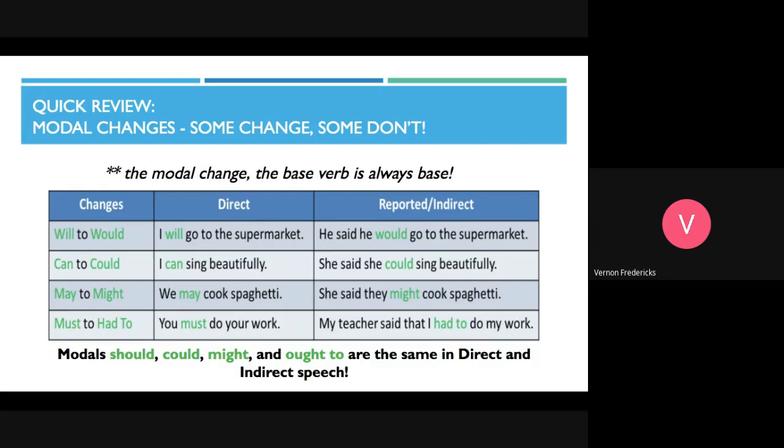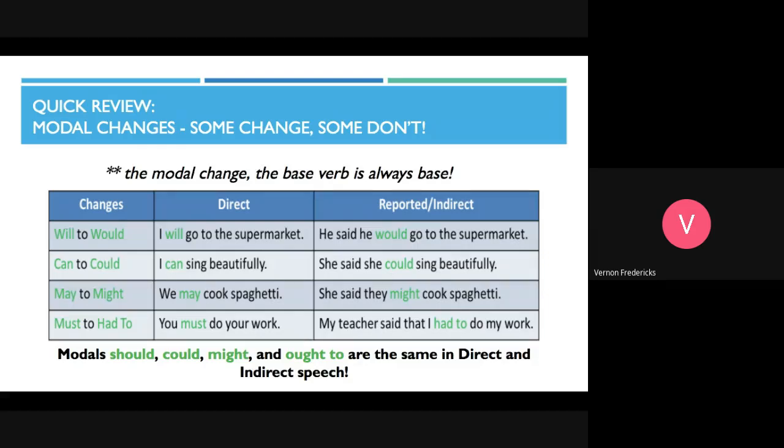Number 4, must to had to. Direct speech: you must do your homework. Reported speech: my teacher said that I had to do my homework.